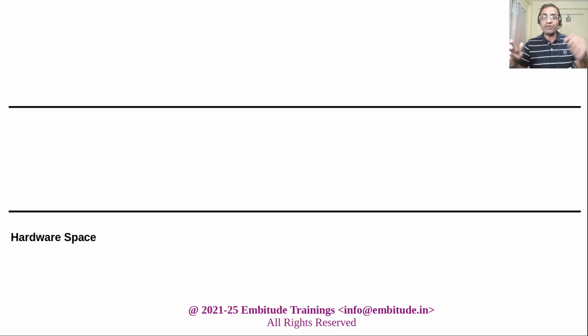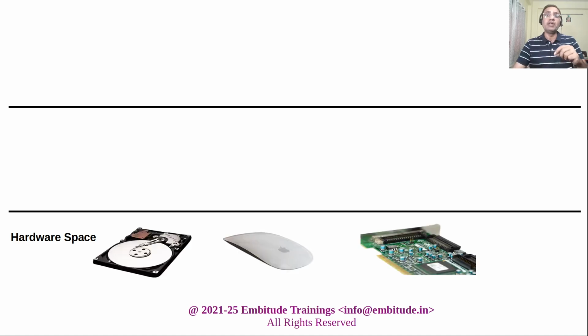Now what is hardware space? The hardware space is one where you have all the hardware placed. That means your hard disk, your keyboard, your mouse, your network card and all of those things are placed at this particular hardware space. Now, as you know, in order to operate these particular hardwares, you basically need code. You need a low-level code. Typically, we call it a firmware or driver or whatever you would like to name it.